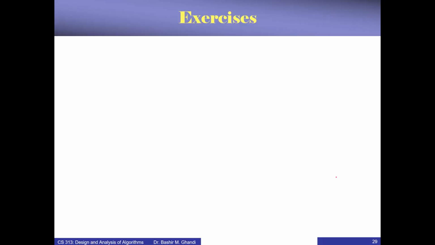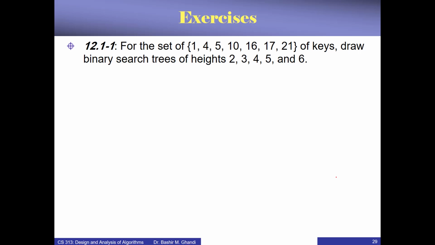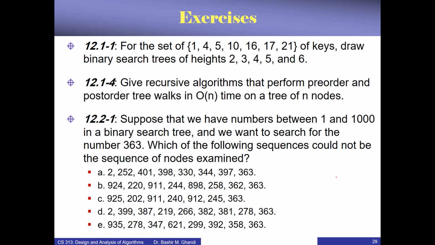As usual, we have a list of exercises, so I will just read them out here. I think there is nothing much to explain. The first one says, for this set of keys, draw a binary search tree of heights 2, 3, 4, 5, 6. So you can draw different types of binary search tree using these numbers, and this is asking you to make sure they are of this height.